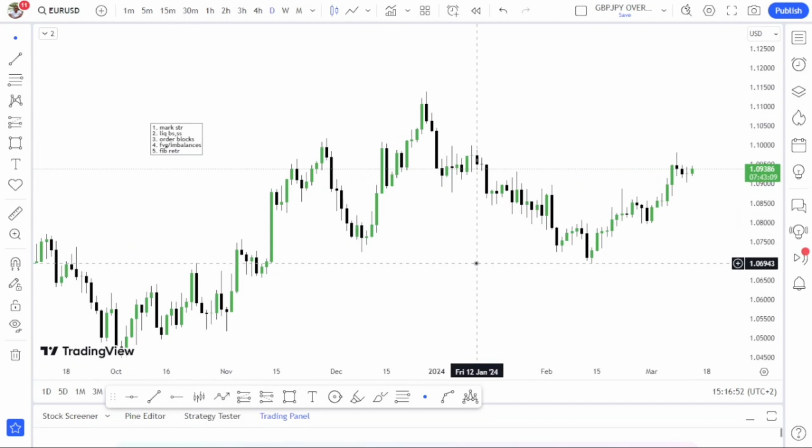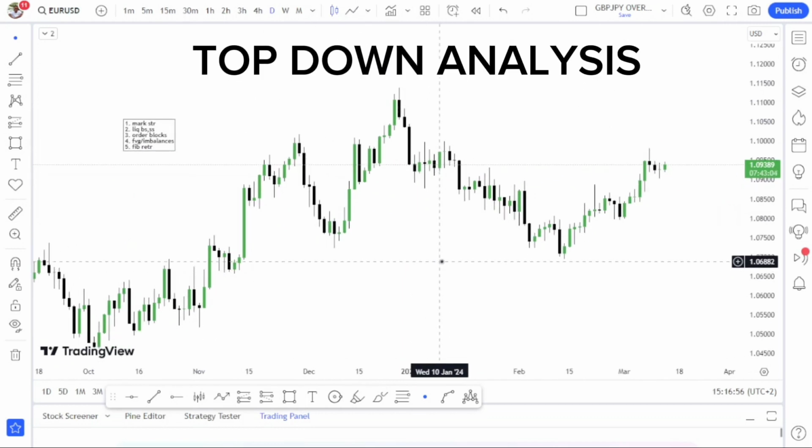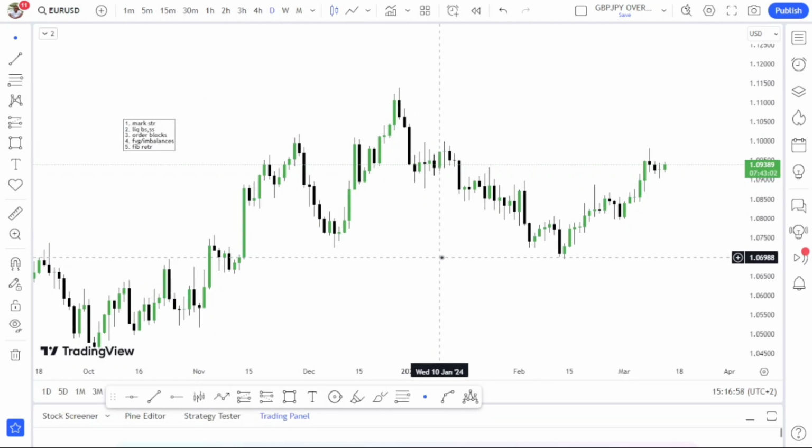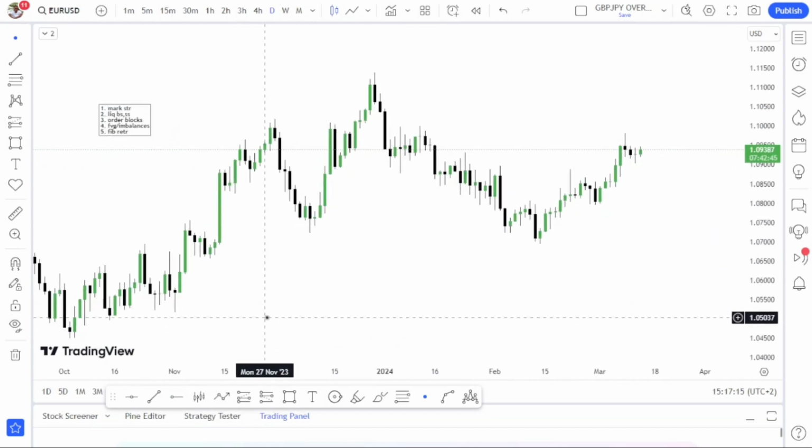As we break down EURUSD, I'm going to be doing a top-down analysis, meaning I'm going to start from a higher time frame to a lower time frame, and I only use about 4 time frames to be able to break down the market properly and take my direction. Okay, so first things first, we're going to identify market structure.